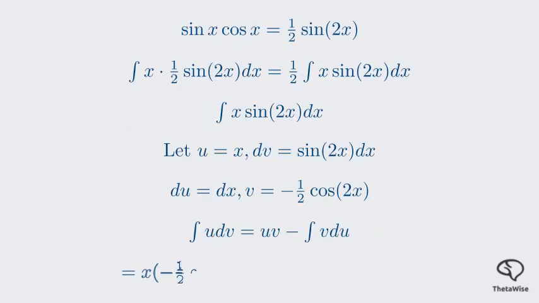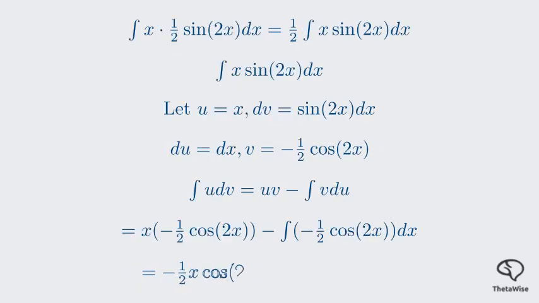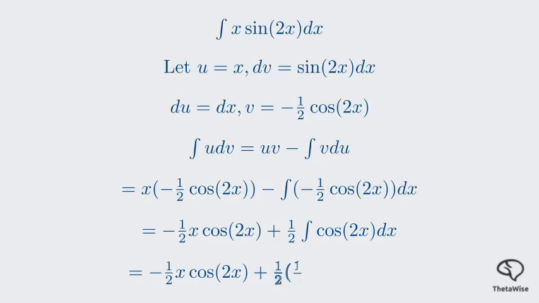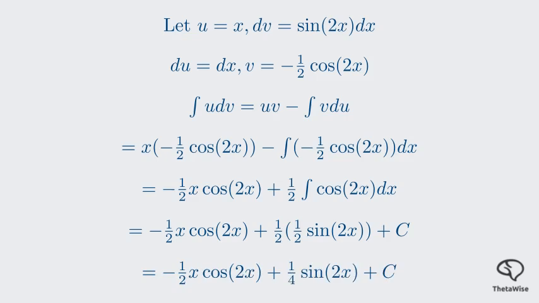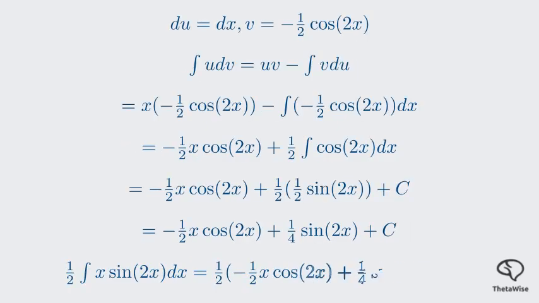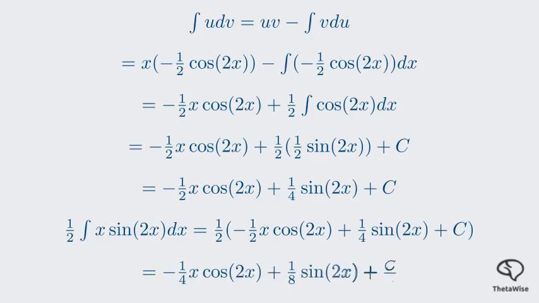Applying the integration by parts formula, u times v minus the integral of v du, we get -1/2 x cos 2x plus the integral of 1/2 cos 2x dx. Integrating cos 2x gives 1/2 sin 2x. So the result of our integration by parts is -1/2 x cos 2x plus 1/4 sin 2x. Since we had a 1/2 factor in front of the original integral, our full integral result is -1/4 x cos 2x plus 1/8 sin 2x. Let's put it all together to find y.